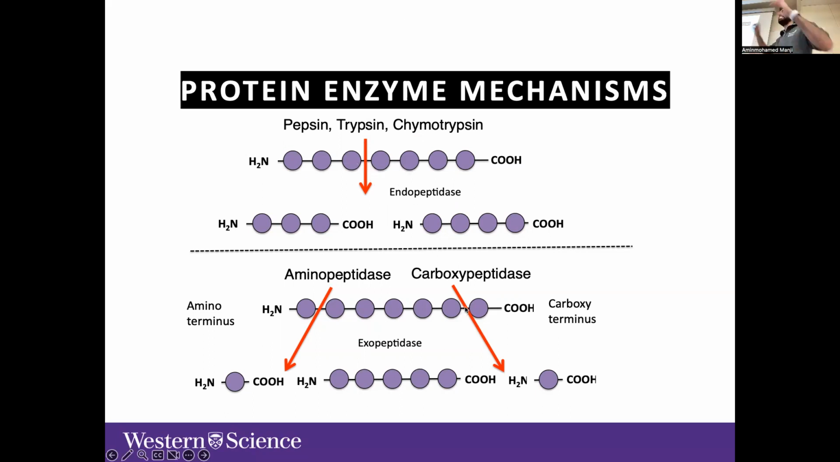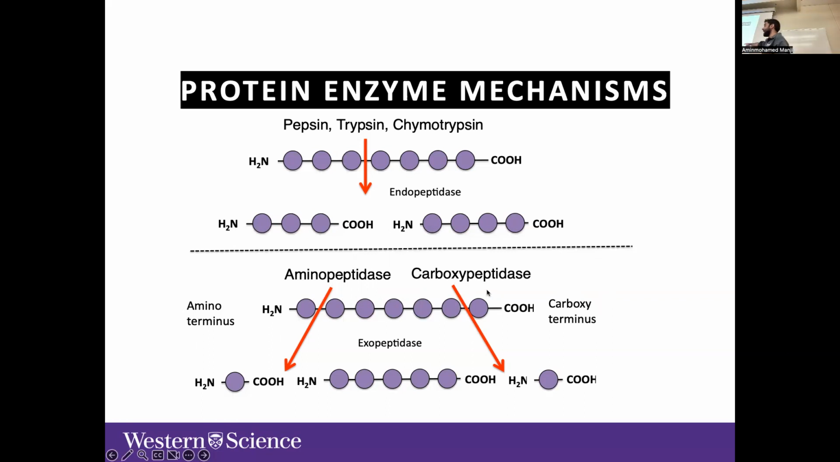Exopeptidases cut at the ends, the exits of the polypeptides, if you want to think of it that way. Right, so here's that aminopeptidase and carboxypeptidase I talked about before. Aminopeptidase is cutting off one amino acid from the amino terminus specifically. Carboxypeptidase is cutting off one amino acid from the carboxy terminus. Okay, so these are named really nicely. Amino for the amino end, carboxy for the carboxy end.